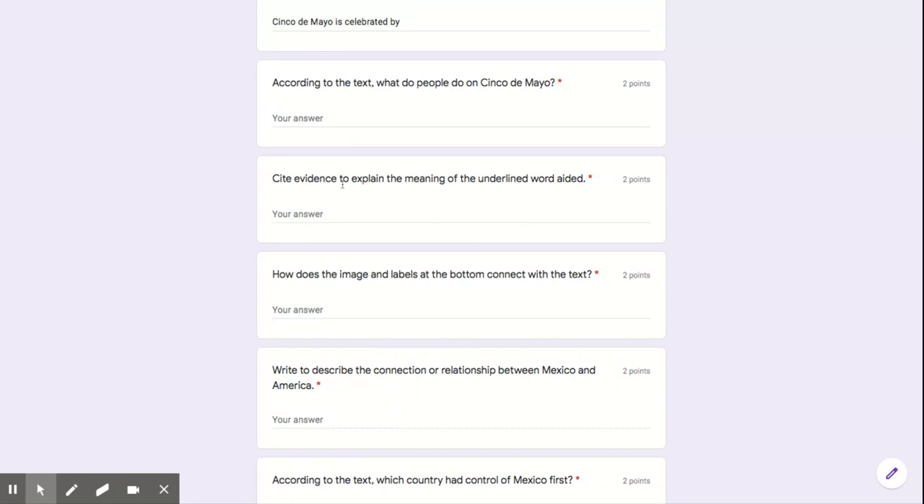Number 3, cite evidence to explain the meaning of the underlined word aided. So your first step is to go back in the text, find that word aided, and figure out what it means. And then when you go to restate, you can start by saying the word aided means, and then give what it means and cite evidence to show it. So how did you figure out what the word meant?